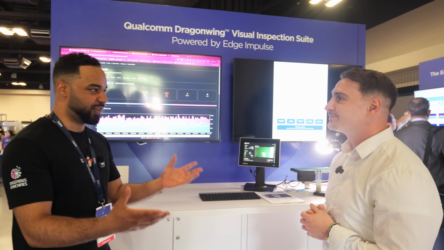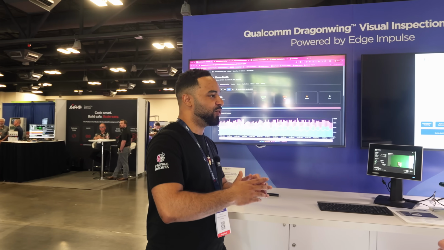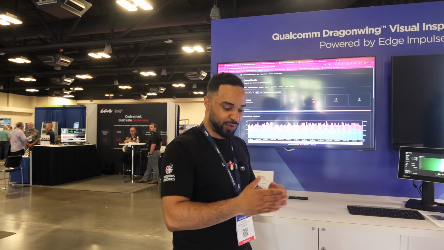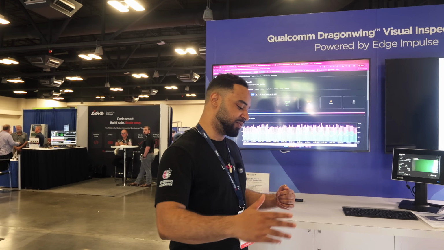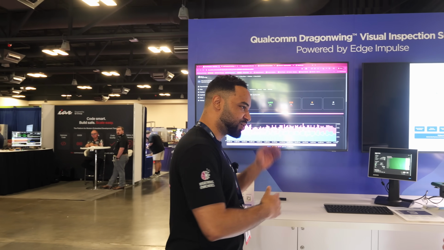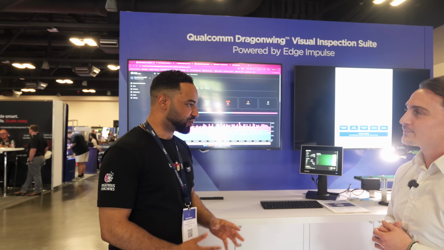So we've heard of Edge Impulse before, but now you're narrowing the scope and also increasing the level of support over the stack. So now you're not just on the deploying side, you're now also aiming directly at quality control, you say, right?